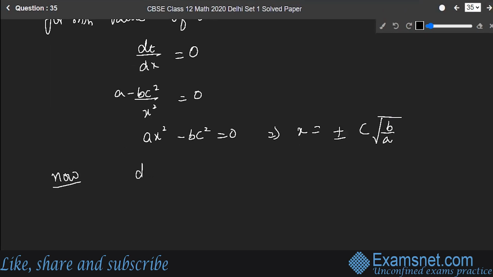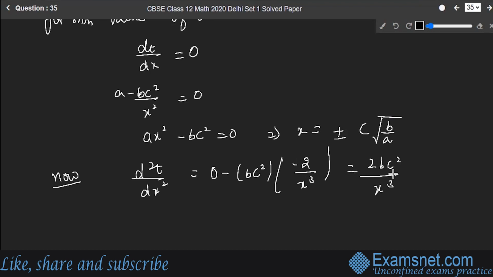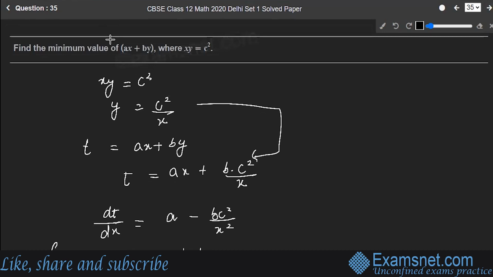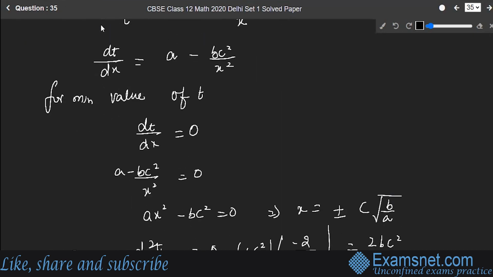Now, let's find out the second derivative. So d square t upon dx square will be equal to 0 minus bc square into minus 2 upon x cube, which gives you 2bc square upon x cube. Now, I'm going to check the second derivative because in the question we are talking about the minimum or the maximum value. Here we are talking about the minimum value.